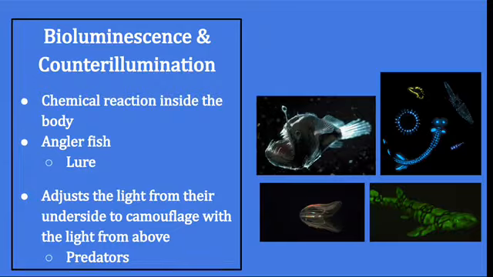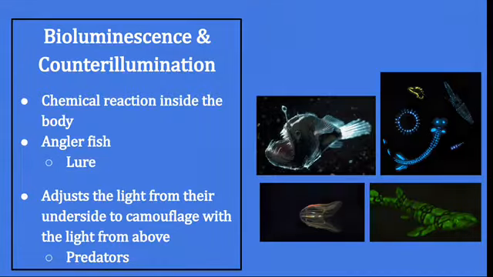Animals with bioluminescence also have the skill of counter-illumination. This is when the animal uses their bioluminescence to adjust their light on the undersides to match the light from above. They camouflage from the sun, the moon, or the starlight. They help protect themselves from the predators from below, like the shark.